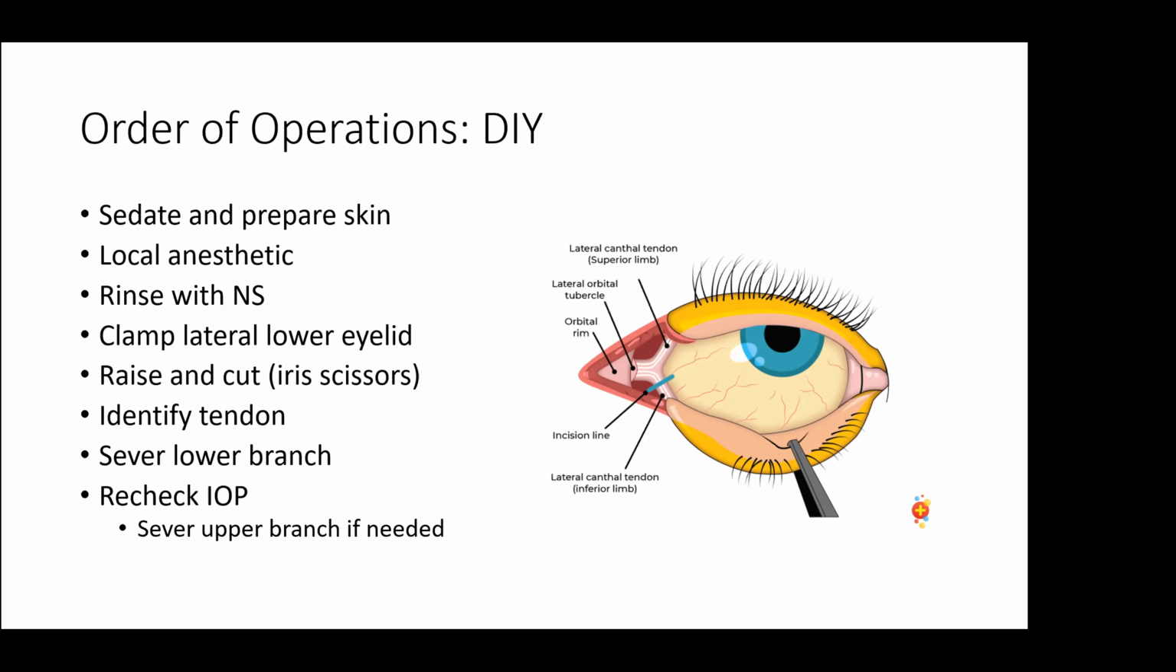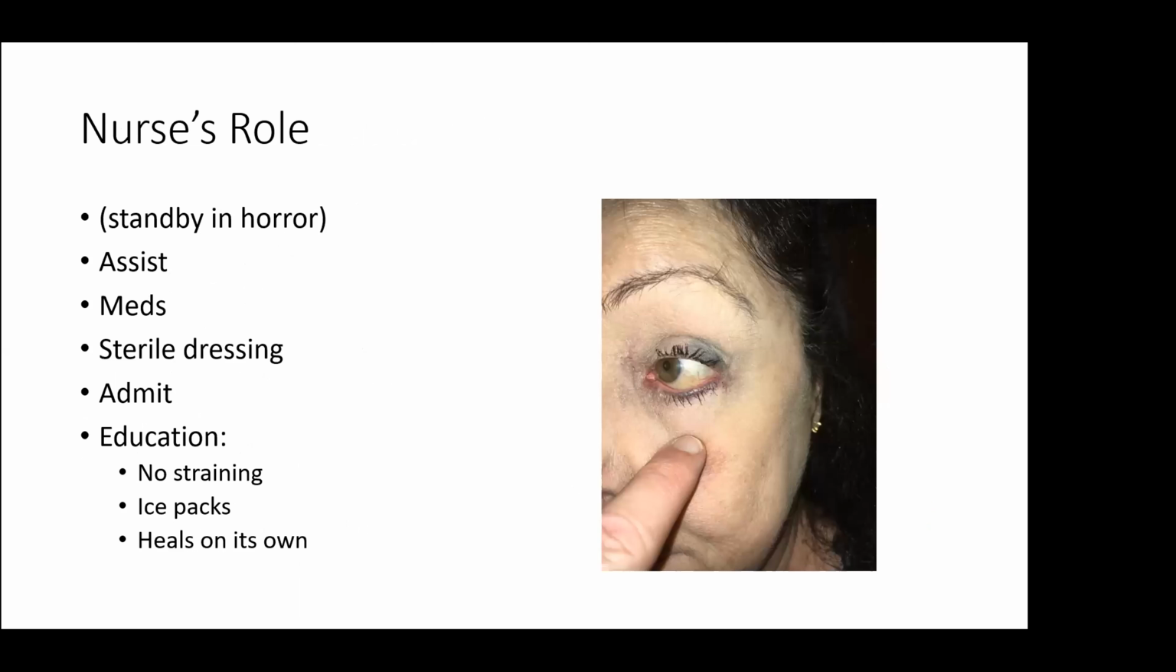They cut about 1 to 2 centimeters. Once they do that, they identify the tendon and sever the lower branch in order to relieve that swelling. After about a minute, they recheck the intraocular pressure and then sever the upper branch if they need. I took out the really gross photos.